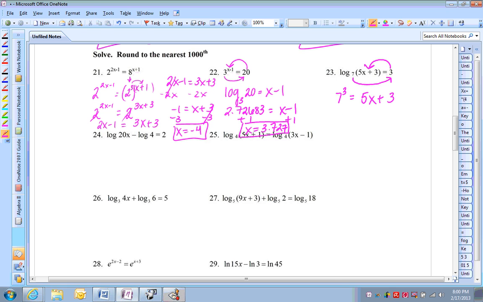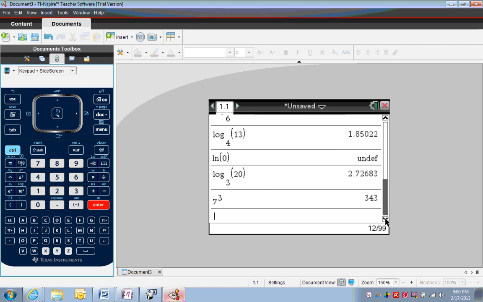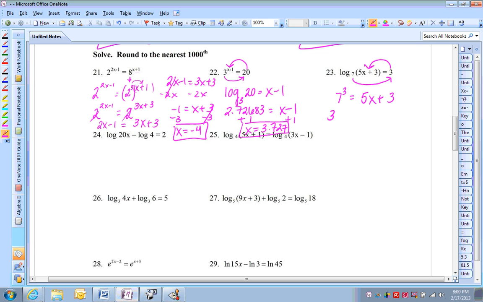Now, 7 to the third power, I go to my calculator, type that in, is 343. So 343 equals 5x plus 3. So I subtract 3 from both sides, and I end up with 340 equals 5x. Then I divide by 5 on both sides, and x equals 68 is going to be my final answer to number 23.